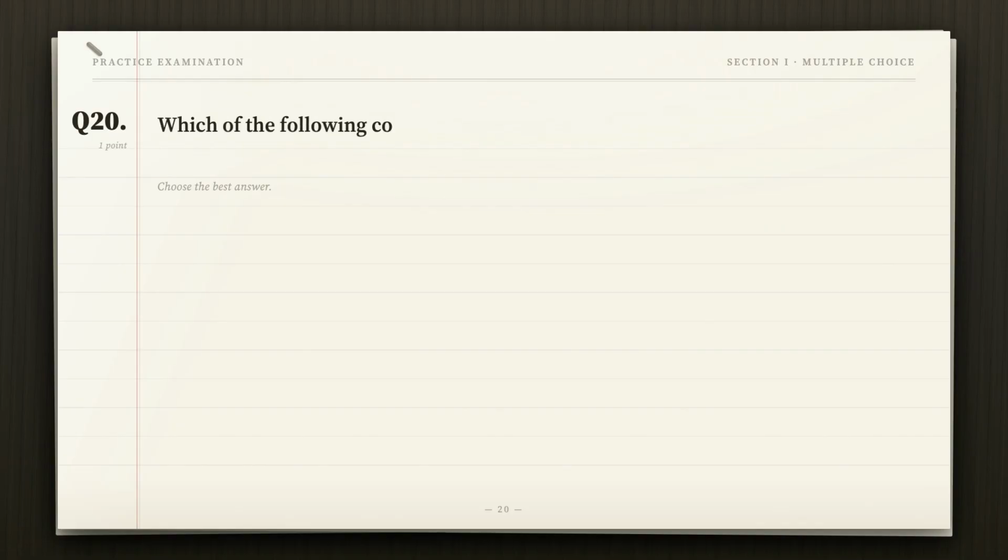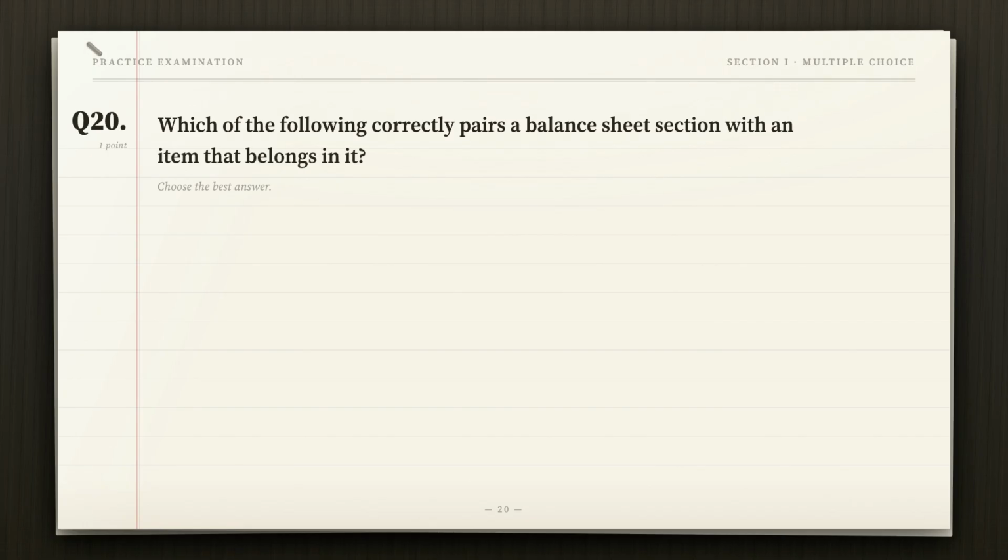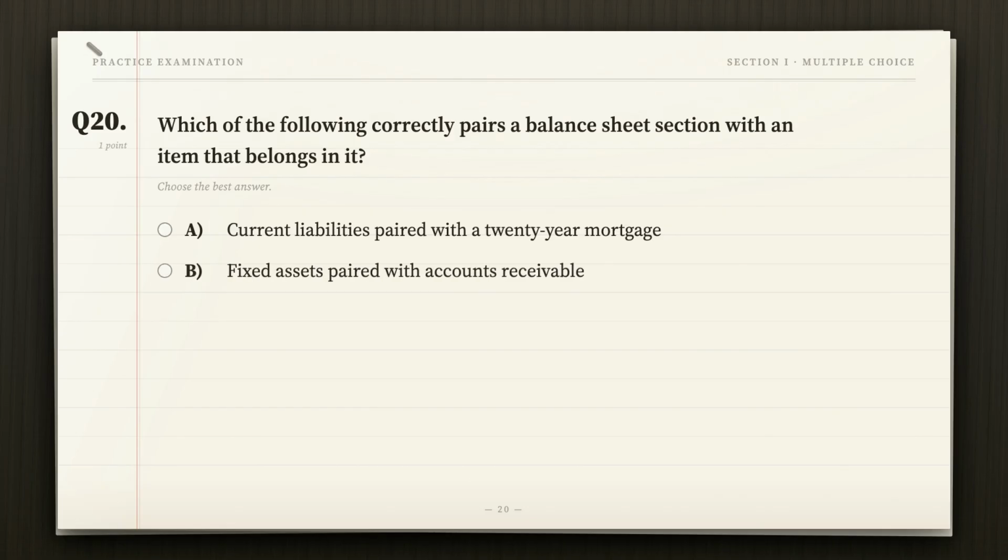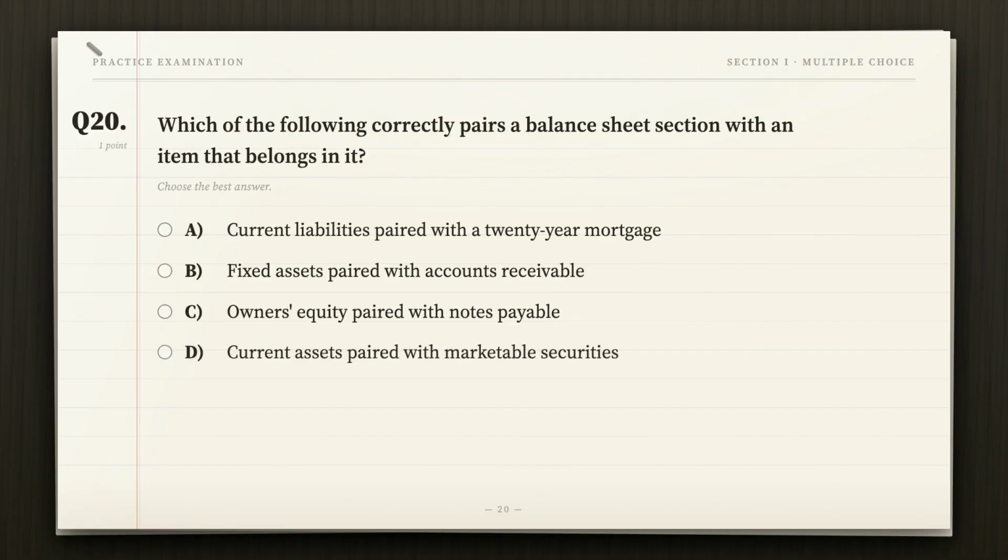Question 20. Which of the following correctly pairs a balance sheet section with an item that belongs in it? Your options are A. Current liabilities paired with a 20-year mortgage. B. Fixed assets paired with accounts receivable. C. Owner's equity paired with notes payable. D. Current assets paired with marketable securities. What's your answer? Commit to one before I continue.